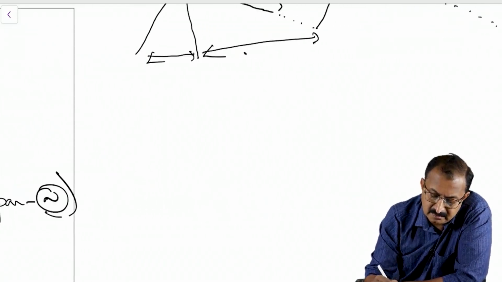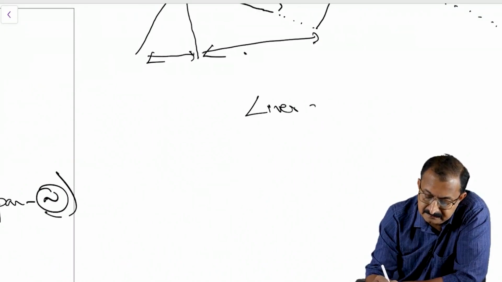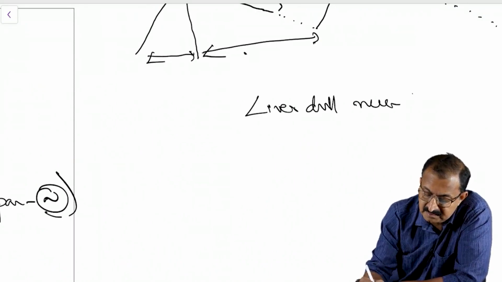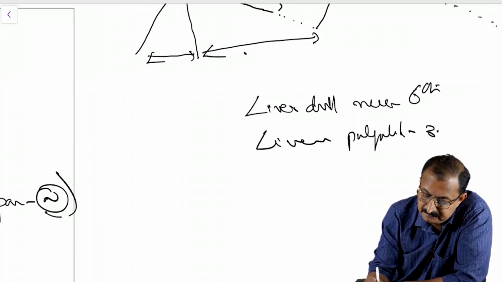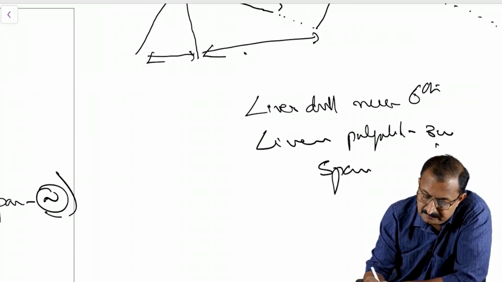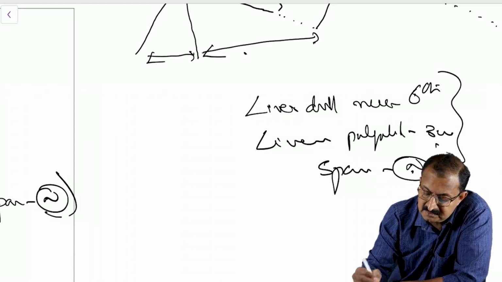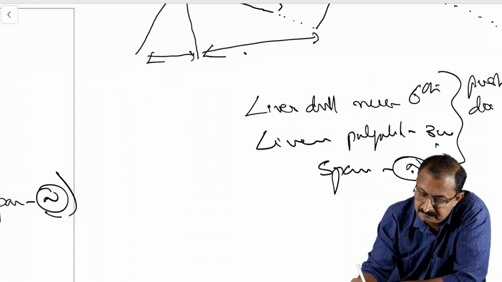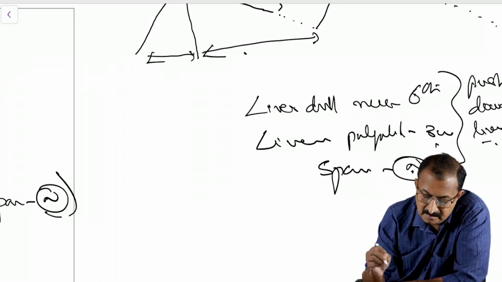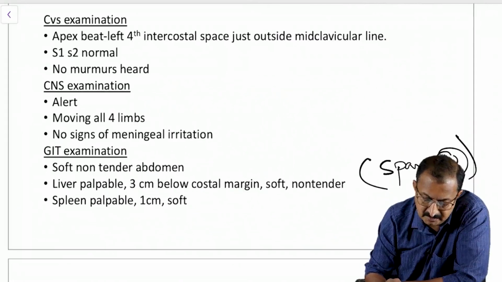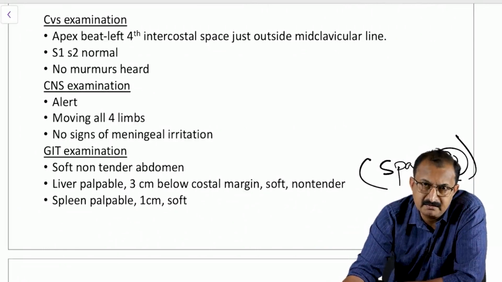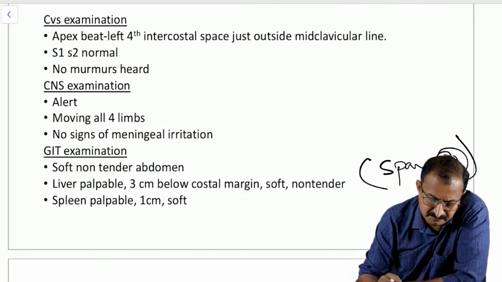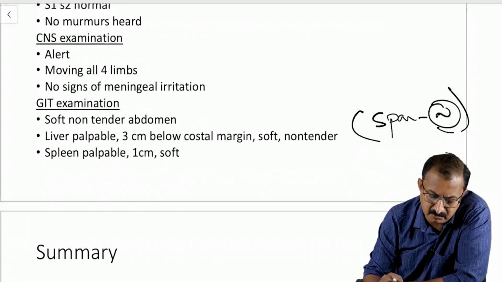So, here the liver dullness is in the 6th space, and the liver is palpable also 3 cm. Span is normal. So, that means this is a push down liver, and the consistency of the liver again is normal. So, this is a normal liver which is pushed down because of the air trapping, which is expected in bronchiolitis. Spleen also can be palpable in bronchiolitis.